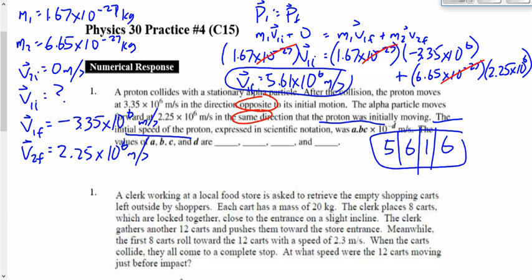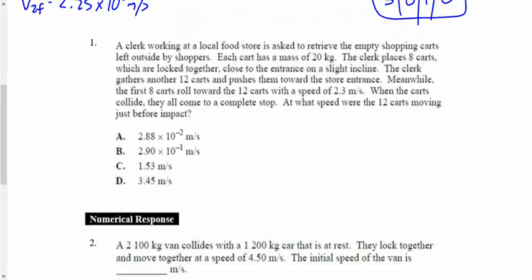All right. Multiple choice number one says a clerk working at a local food store is asked to retrieve empty shopping carts left outside by customers. Each cart has a mass of 20 kilograms, although it doesn't really matter. If all the carts have the same mass, it doesn't matter what it is, because we could end up canceling that if we wanted to. We have eight shopping carts on a slight incline, and 12 carts going towards the 8 carts. The 8 carts are going at 2.3. We want to know how fast the 12 carts are moving towards the 8 carts.